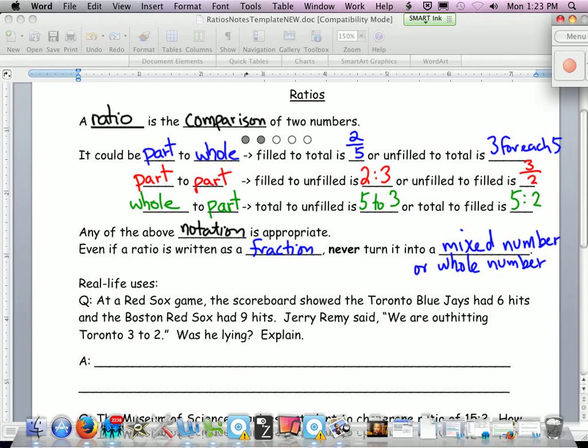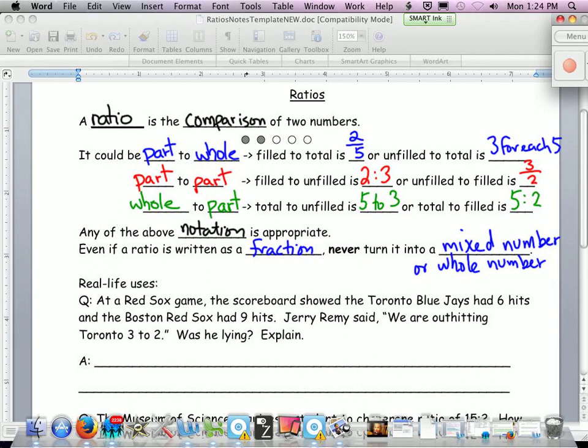Raise your hand if you'd like to read for us this scenario. Real life. I was watching a Red Sox game while I was doing some math geek work. At a Red Sox game, the scoreboard showed the Toronto Blue Jays had 6 hits and the Boston Red Sox had 9 hits. Jerry Remy said, "We are out hitting Toronto 3-2." Was he lying? Explain.